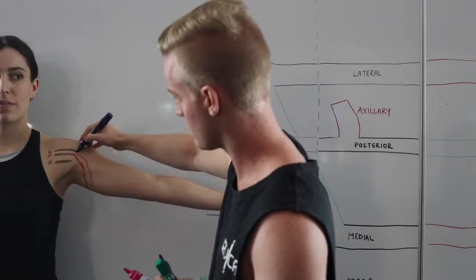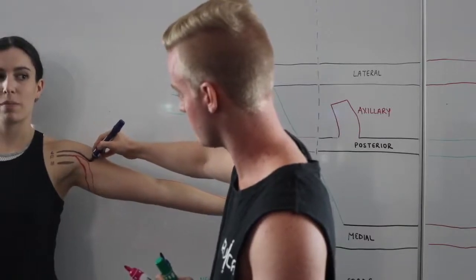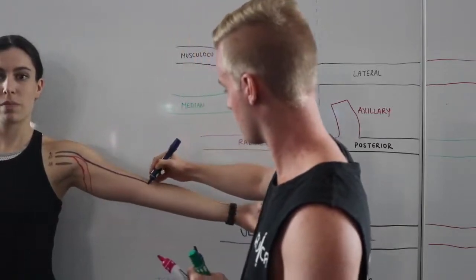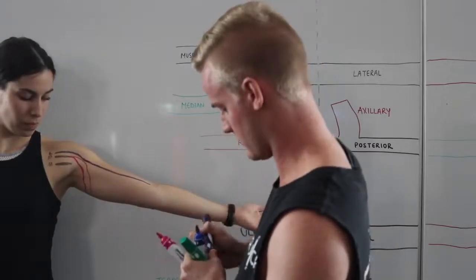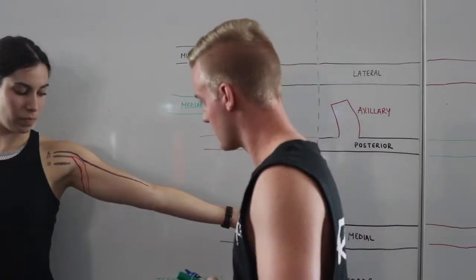The musculocutaneous nerve arises from the lateral cord and travels along the anterior arm. Here it is shown terminating at the elbow, however it does continue down the forearm as the lateral cutaneous nerve. Unlike the other nerves, it innervates the skin of the forearm, not the muscles.